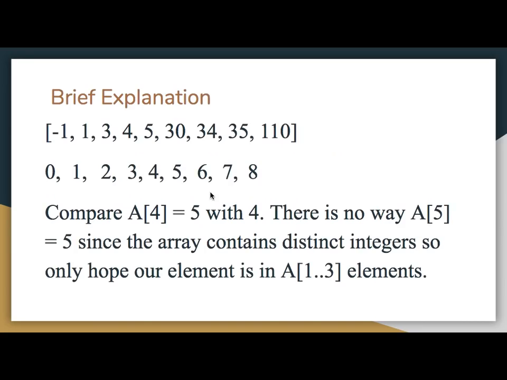So here is a brief explanation of the problem. Let's say we have an array like the one on top, and I wrote the indexes below. Let's say we try to compare A[4], right? The fourth element, and we have 5 in here. This is not true, right? A[i] is not equal to i, so there is no way for A[5] to equal 5. Why?